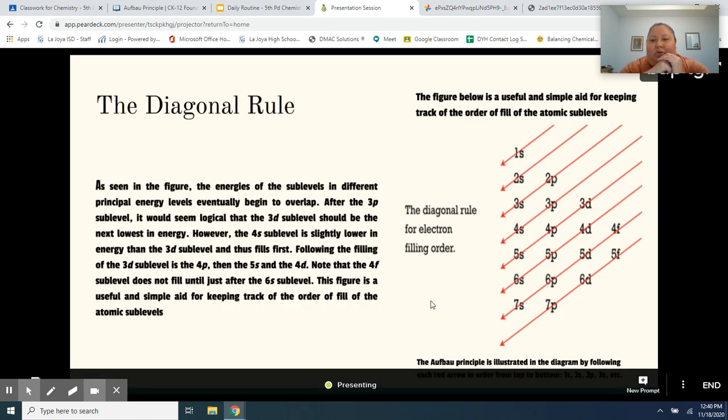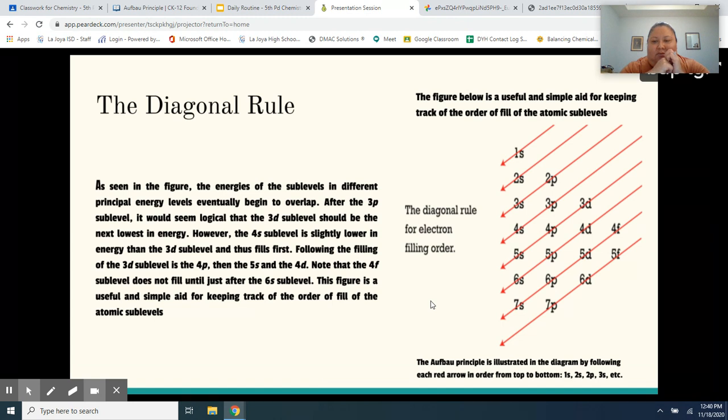Okay, now this is the graphic organizer that makes that order and how it goes easy. As seen in the figure, the energies of the sublevels and different principal energies eventually begin to overlap. We know that they overlap because we saw the video yesterday that shows the overlapping. After 3P sublevel, it would seem logical that a 3D sublevel should be the next lowest in energy. However, that's not true. The 4S sublevel is a little bit lower than 3D sublevel, thus the 4S fills first.